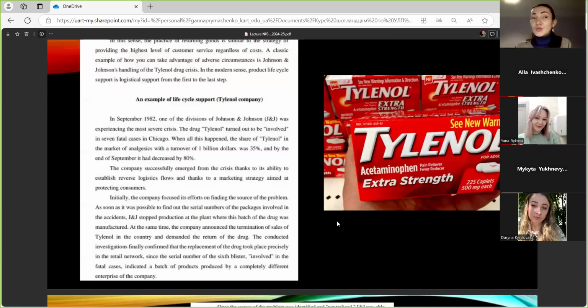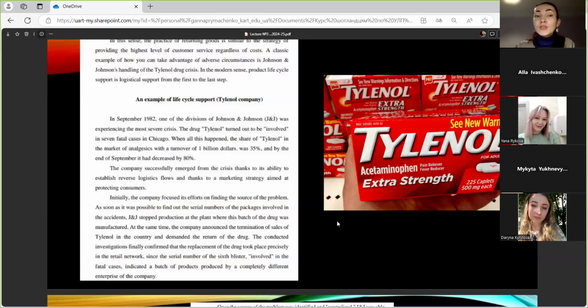In September 1982, one of the divisions of Johnson and Johnson was experiencing the most serious service crisis. The drug Tylenol turned out to be involved in seven fatal cases in Chicago. When all this happened, the share of Tylenol in the market of analgesics with a turnover of $1 billion was 35%, and by the end of September, it had decreased by 80%. The company successfully emerged from the crisis thanks to its ability to establish a reverse logistics flow and thanks to a marketing strategy aimed at protecting customers.